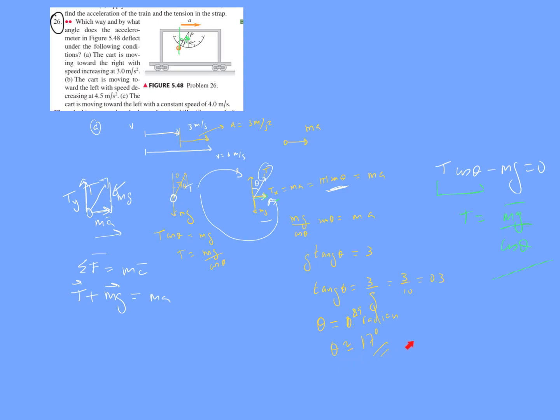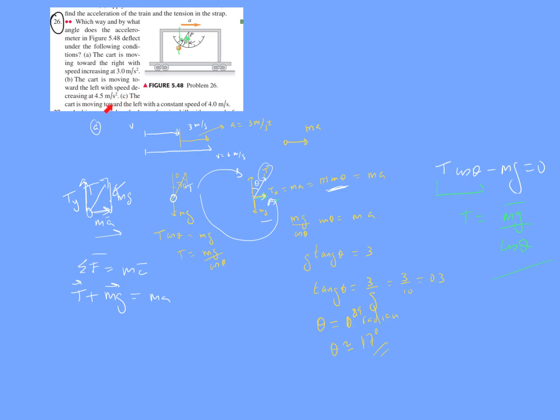So the angle will be in the clockwise direction, going to the left, and it will be like this picture for an acceleration going in this direction. Now the car is moving towards the left with... I leave you this part for you, okay?